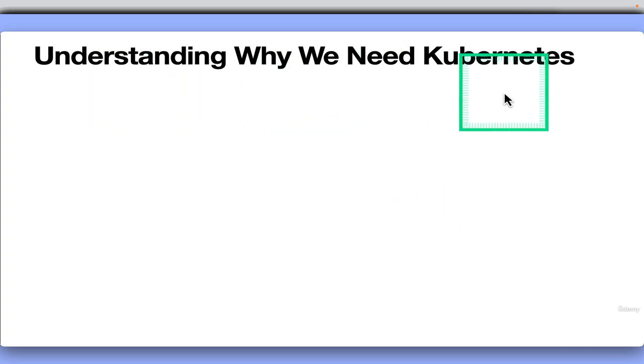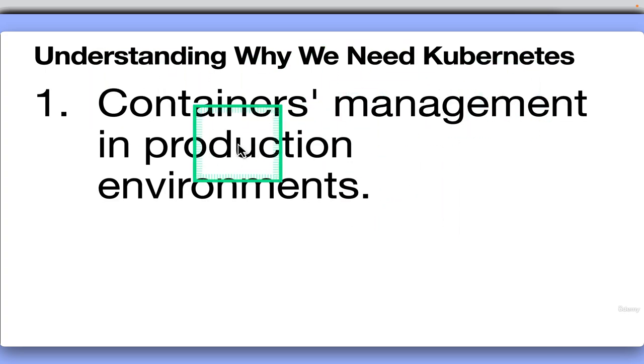Understanding why we need Kubernetes. In a production environment, we need to manage the containers running applications and ensure no downtime. If a container goes down, another container needs to start automatically. Kubernetes handles this behavior.